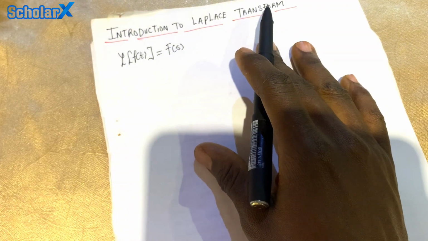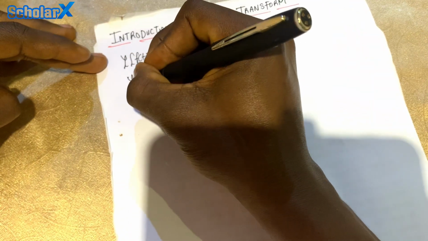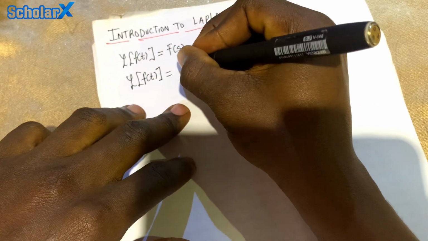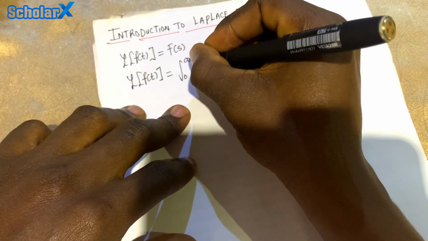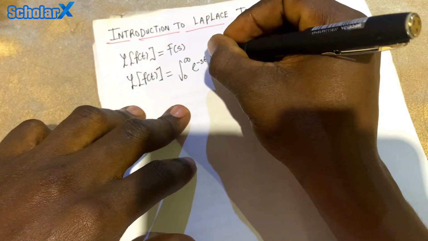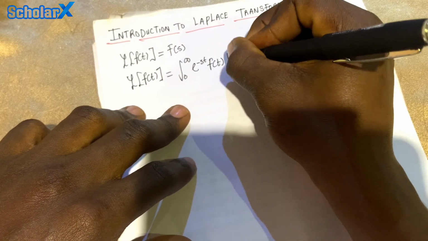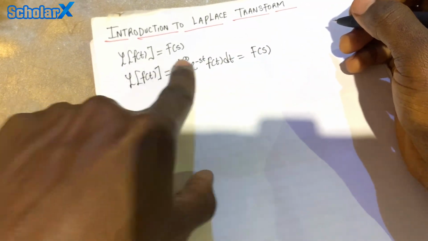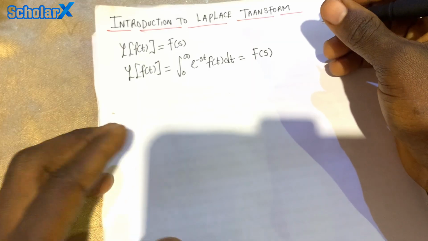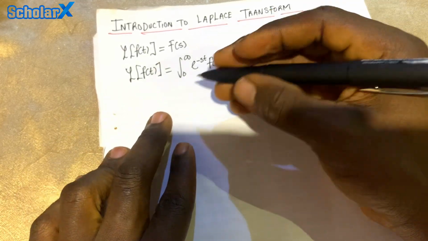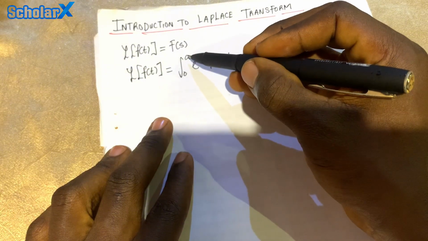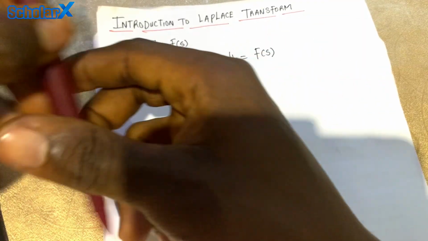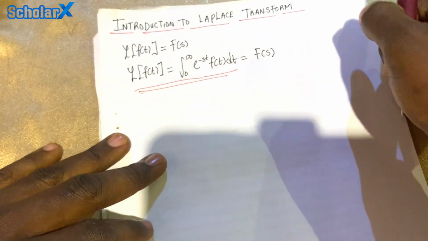And so the formula for Laplace transform of f of t is equal to the integral from 0 to infinity of e to the power of minus st times f of t dt, which is still going to give us F of s. So when we move from the time domain to the frequency domain, we have carried out a Laplace transform. And this is the formula: the Laplace transform of f of t is equal to the integral from 0 to infinity of e to the power of minus st f of t dt. Take note of that.